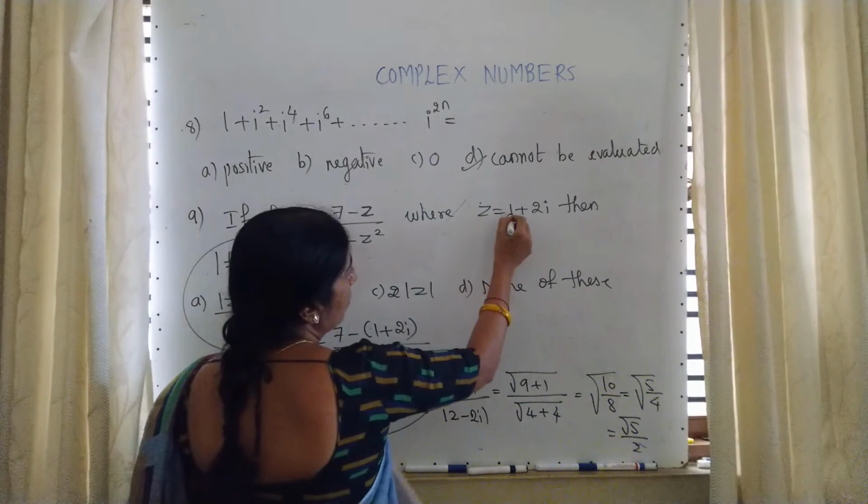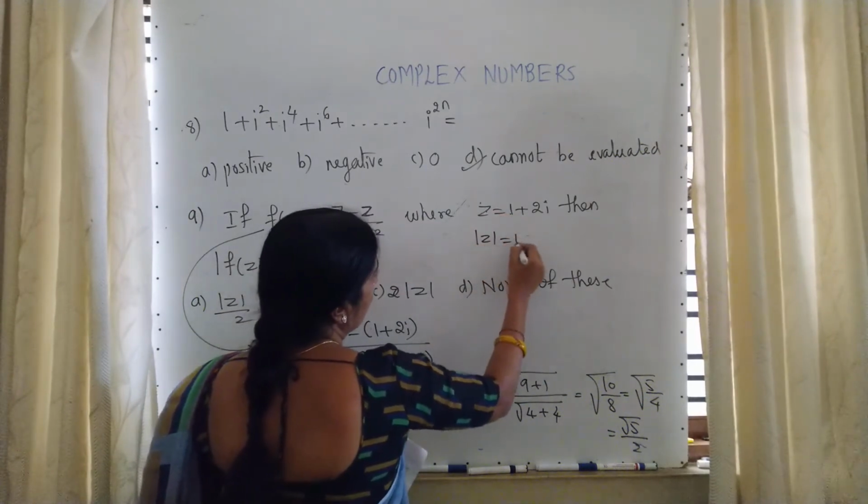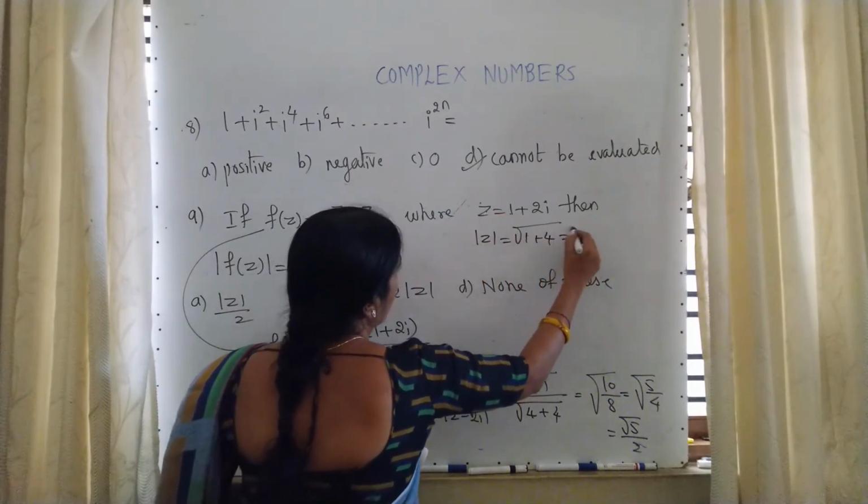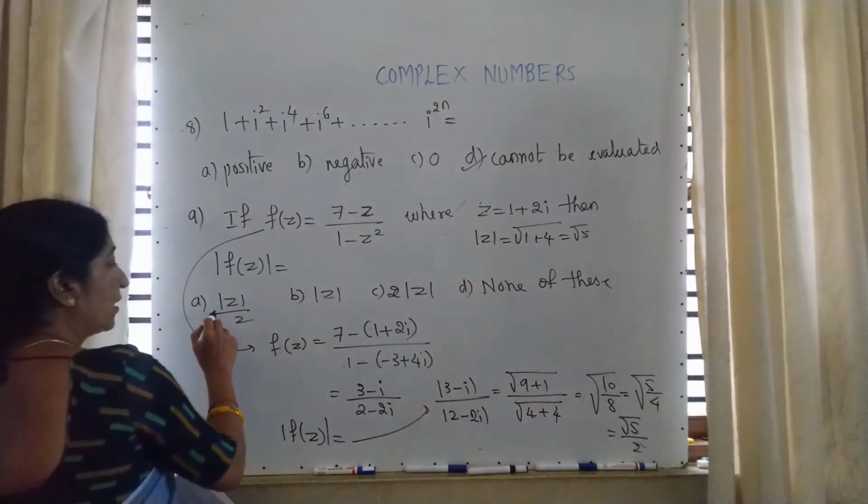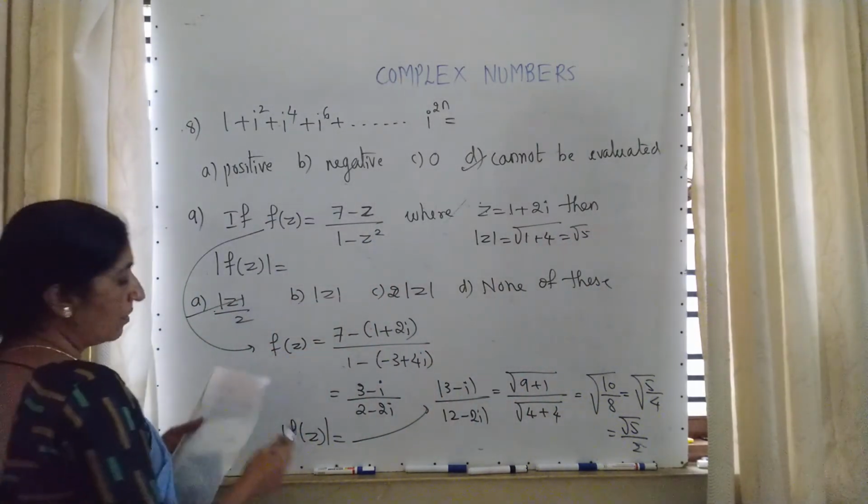And what is the modulus of z? See, modulus of z is root of 1 plus 4, that is root 5. Is it mod z upon 2 or what? The answer is first one.